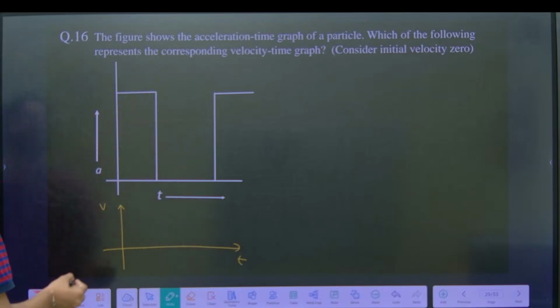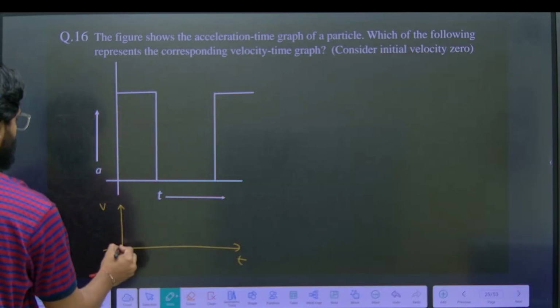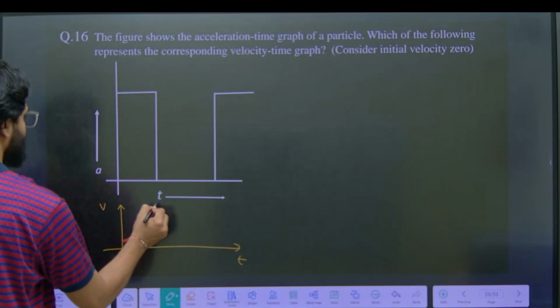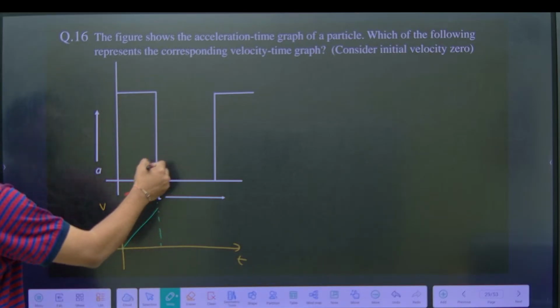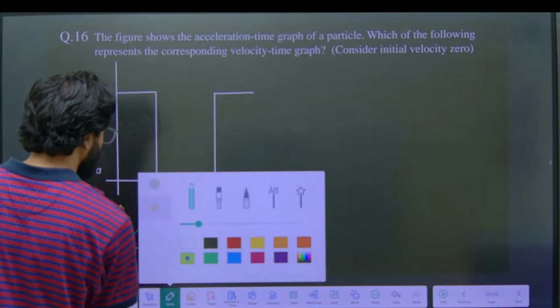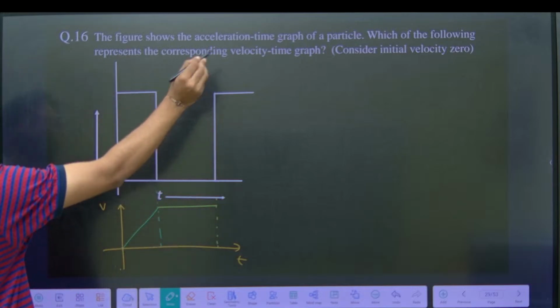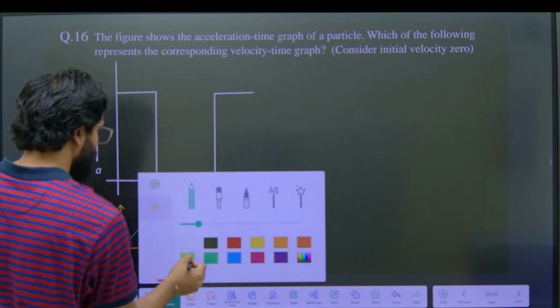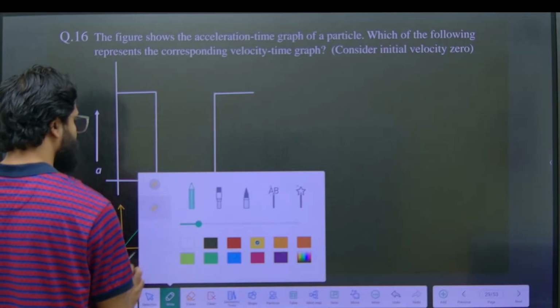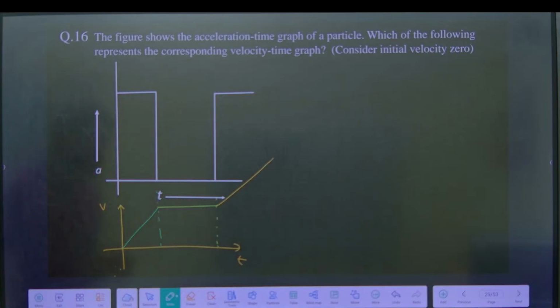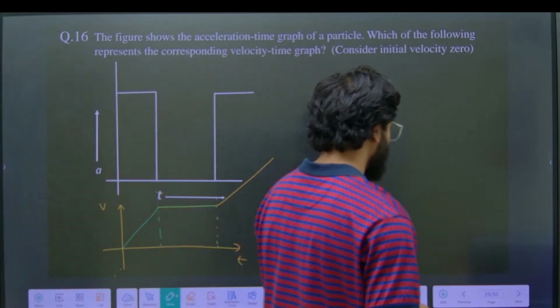If acceleration is constant, velocity will be like this till here, and then acceleration is 0, so velocity will become constant, and then again acceleration is positive, so it will be like this, correct? Yes. So that was question number 16.